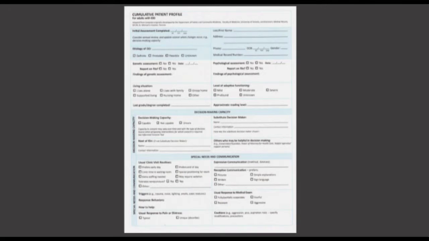So now I want to turn to the next one in your package. Should be cumulative patient profile. Again, these are electronic and can be completed. This is a summary. And again, you can take some of this and you may want to think about building it into your electronic health record. But it goes through some key elements that you may not think about for, or at least a practitioner who's not terribly experienced with people with disabilities may not think about immediately.